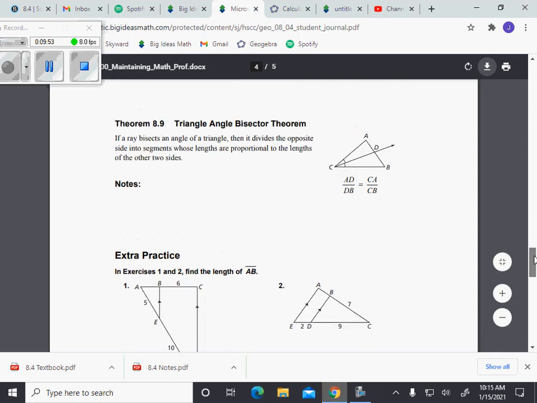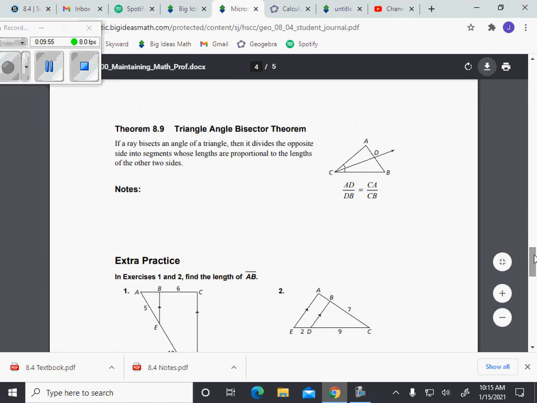Angle bisector. If a ray bisects an angle of a triangle, then it divides the opposite side into segments whose lengths are proportional. Okay, so they're not equal, but they're proportional. So AB over DB is equal to CA over CB.